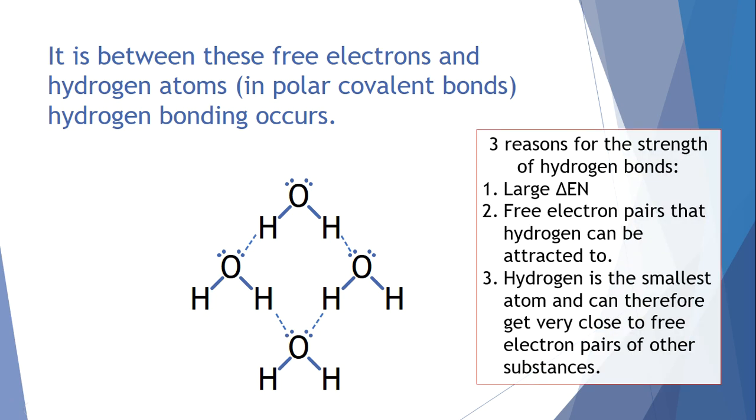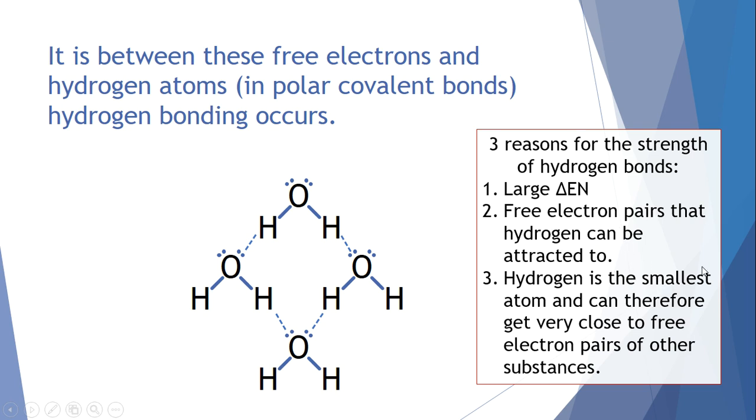And there's 3 reasons for the strength of hydrogen bonds. First, the large difference in electronegativity. We take the largest differences in electronegativity we can find when we look at our electronegativity tables, and still make, of course, covalent compounds. We have free electron pairs in all of these cases that hydrogen can be attracted to. So for nitrogen, fluorine, and oxygen all bonded to hydrogen atoms, we're going to have free electron pairs with negative charges.